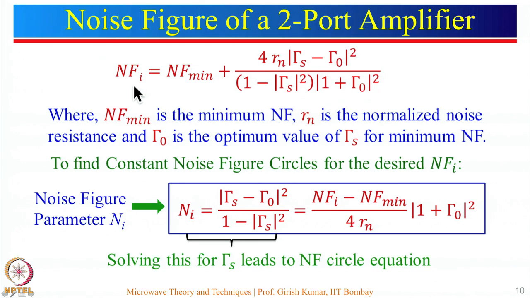Now, this is where one has to do the design aspect. If you have to optimize the gain, you may have to choose one value of gamma S, but if you have to optimize for low noise figure, then you have to choose a different value of gamma S. We will see later on today how to choose the proper value of gamma S, either to optimize gain or to optimize noise figure.